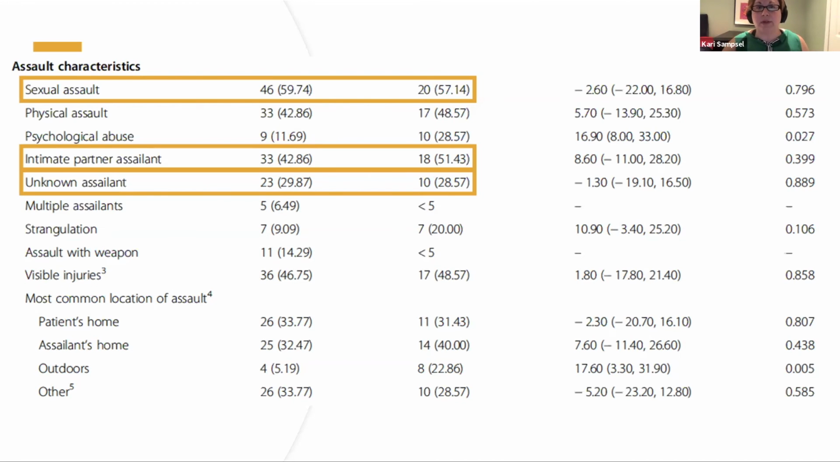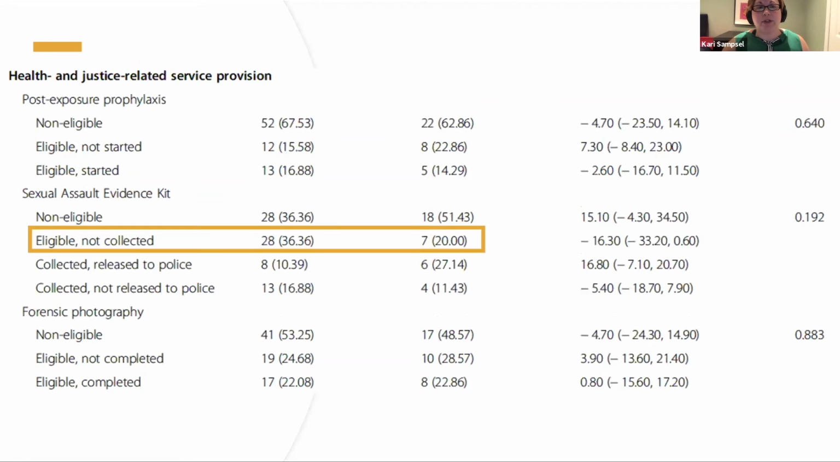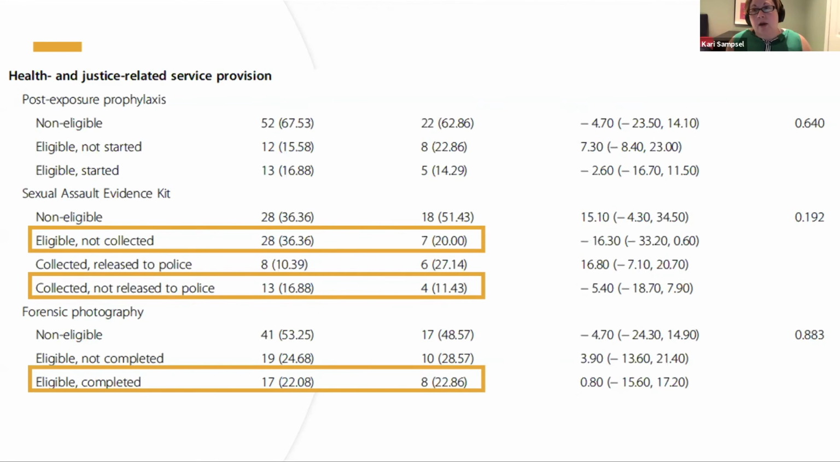When we looked at health and justice service provision, something interesting for us is that for people who were eligible for a sexual assault evidence kit, otherwise known as a rape kit, those dropped significantly for people wanting to complete this. And if people did complete it, they were way less likely to release that kit to police and start that judicial process. Also, forensic photography and injury documentation decreased significantly as well.